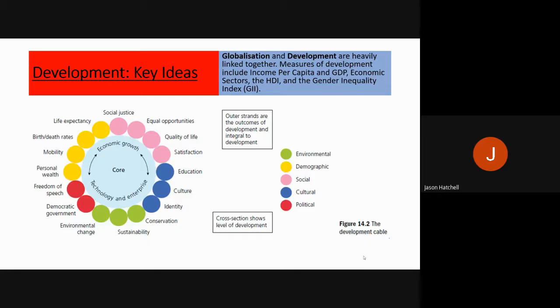So we have 5 factors. They're environmental, demographic, social, cultural, and political factors. And within those, you can see that economic growth and technology and enterprise are at the heart of both of these. So we've got things like social justice, education and culture, sustainability, personal wealth, freedom of speech, and life expectancy, and many more, of course. And all of these interlink to create development. We need each one of these to be improving for a fully developing society.